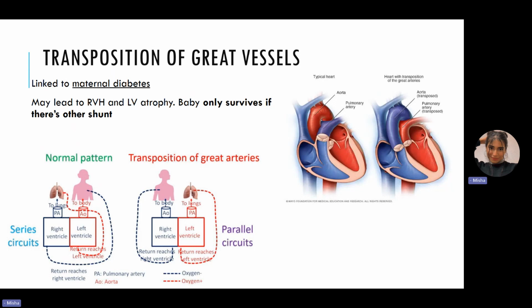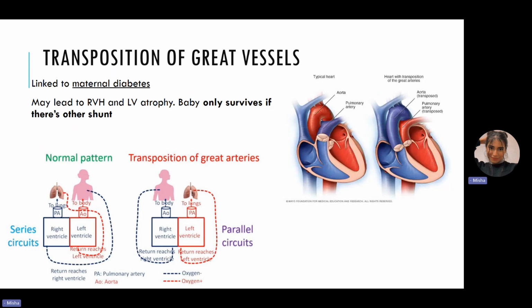normally, our entire circulation is basically one. The deoxygenated blood converted into oxygenated blood goes into our body, which again gets deoxygenated, right? But in the case of transposition of great vessels, there are now two independent circulations being formed. Okay, and this disease is linked to maternal diabetes.